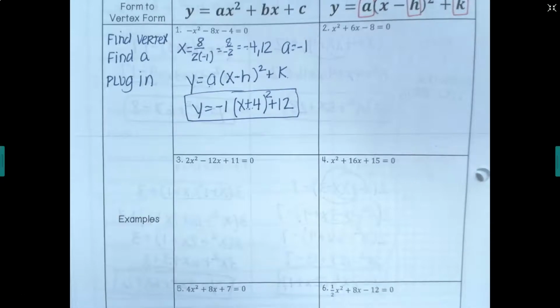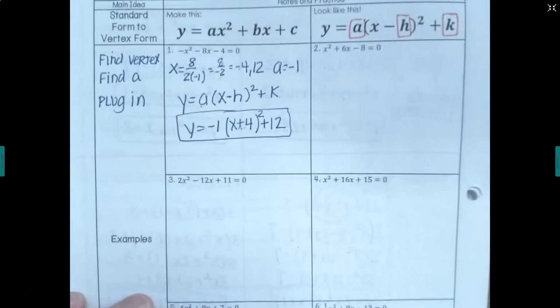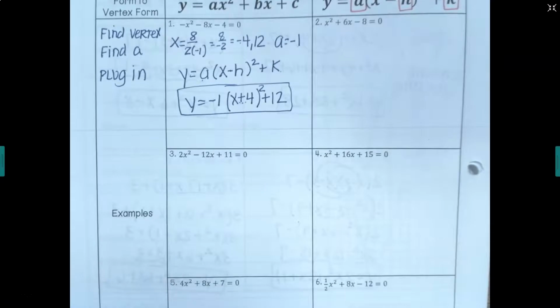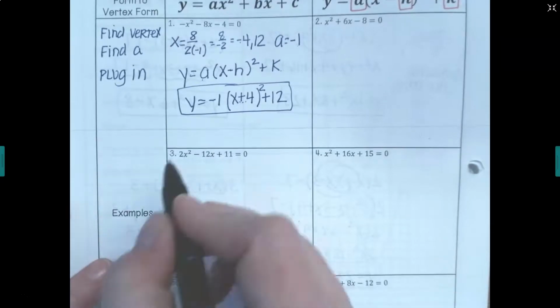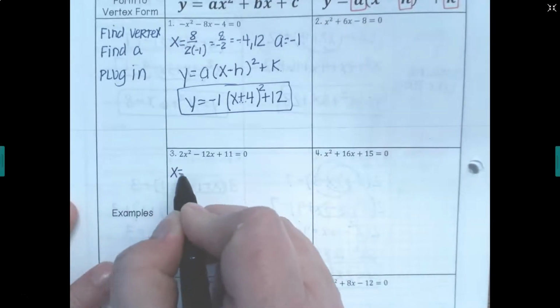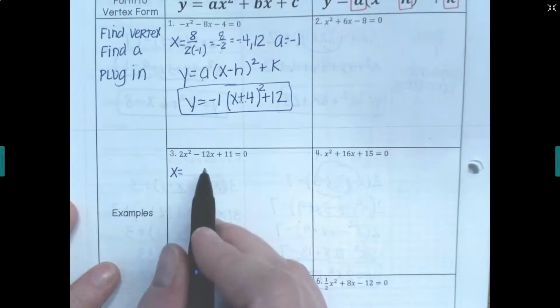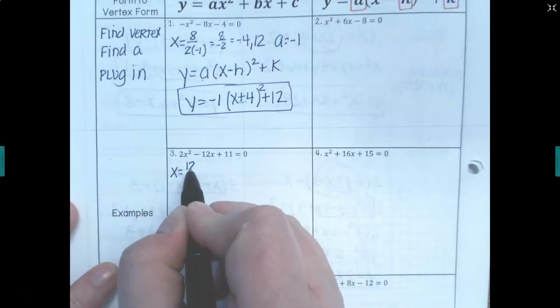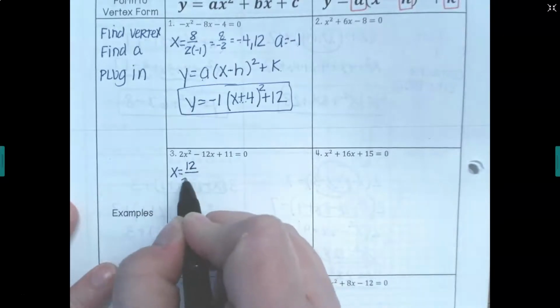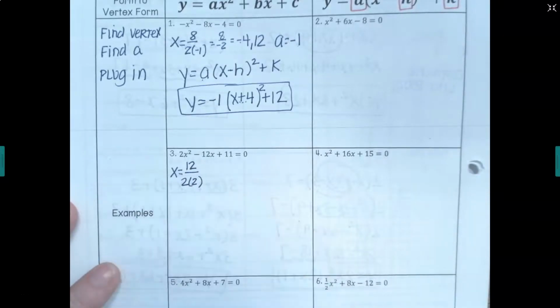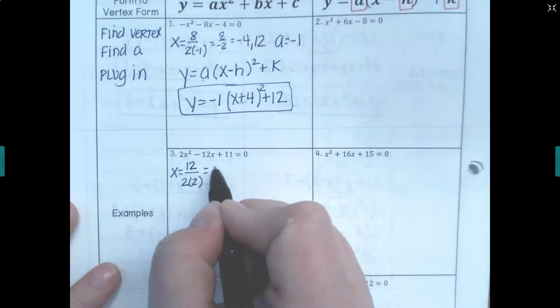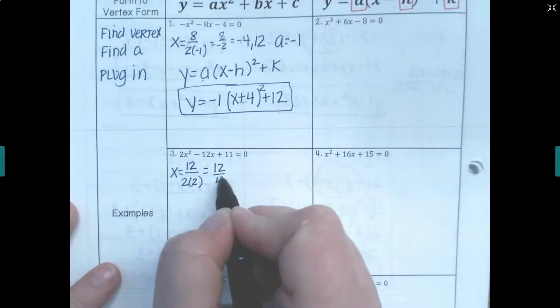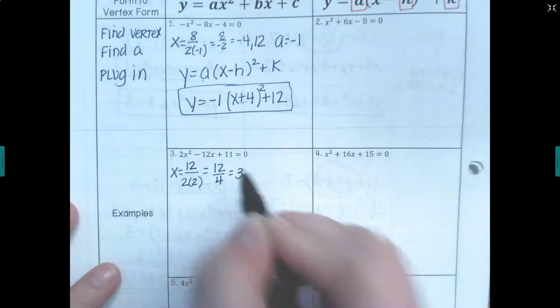All right, let's try number 3. 2 is very, very similar, so I'm going to try number 3. Remember, the first thing we've got to do is find your vertex. So we're going to say -b divided by 2a. So b is -12, so -b is +12, divided by 2a, which is 12 divided by 4, which is 3.